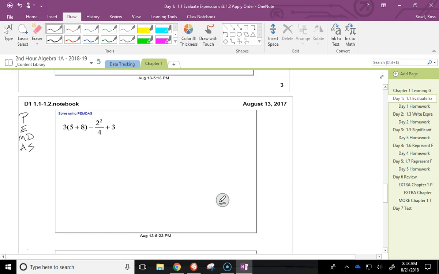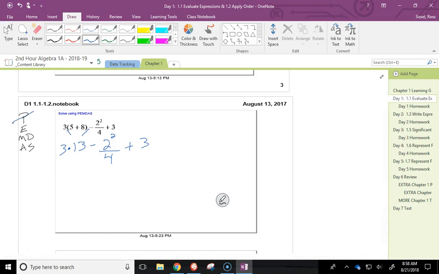So now I'm going to solve this and I'm going to use parentheses first. And I look for it. Here is my first set of parentheses. 5 plus 8, which is 13. So then I have 3 times 13 minus 2 squared all over 4 plus 3. I look. I have no more parentheses, so I like to go and cross off my parentheses.